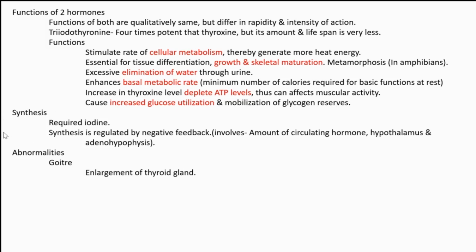And it's regarding its synthesis. For synthesizing the thyroid gland hormones, iodine is very much essential. And its synthesis is regulated by negative feedback. Negative feedback means an increase in some factor, which in turn decreases the production and synthesis of this thyroid hormone.